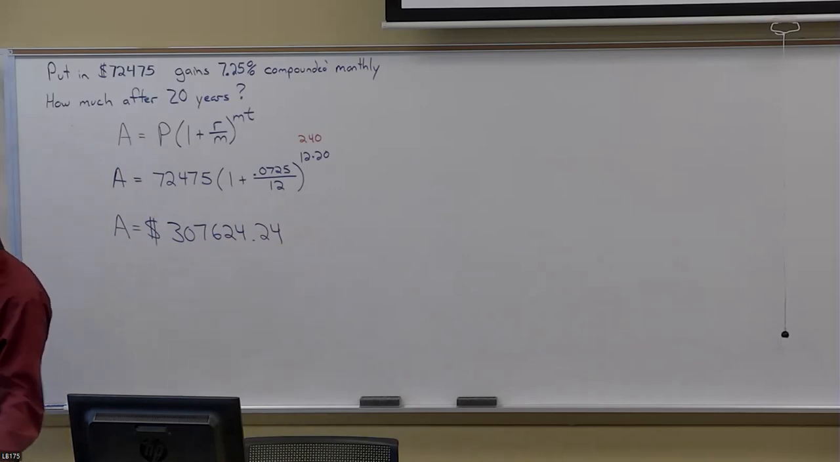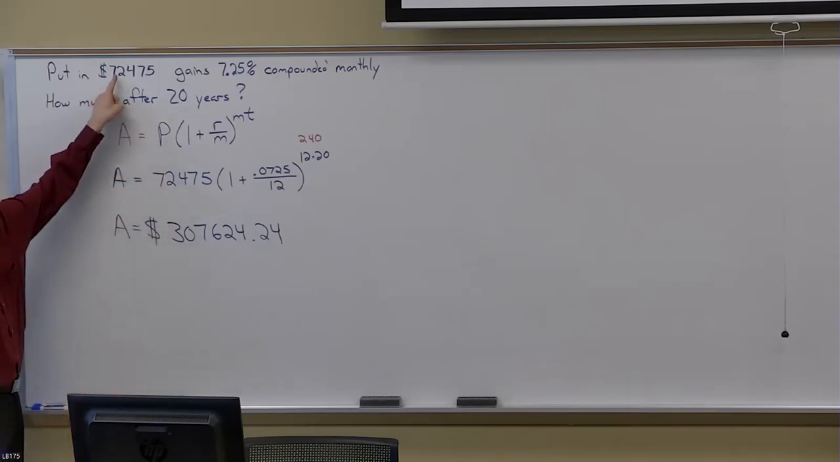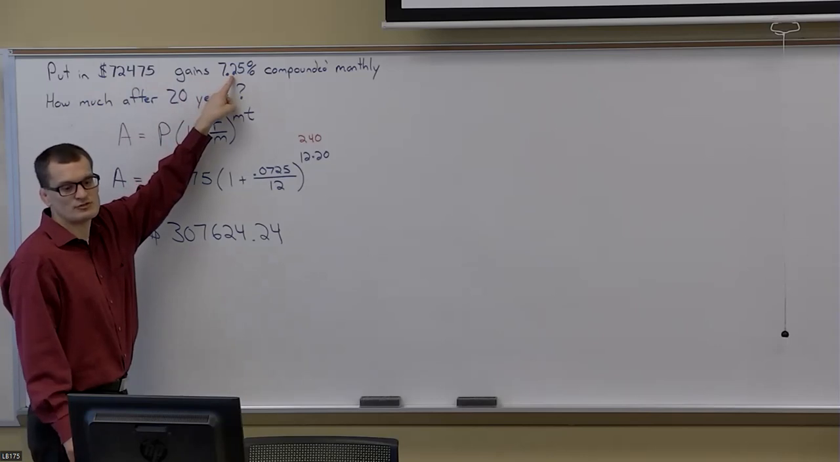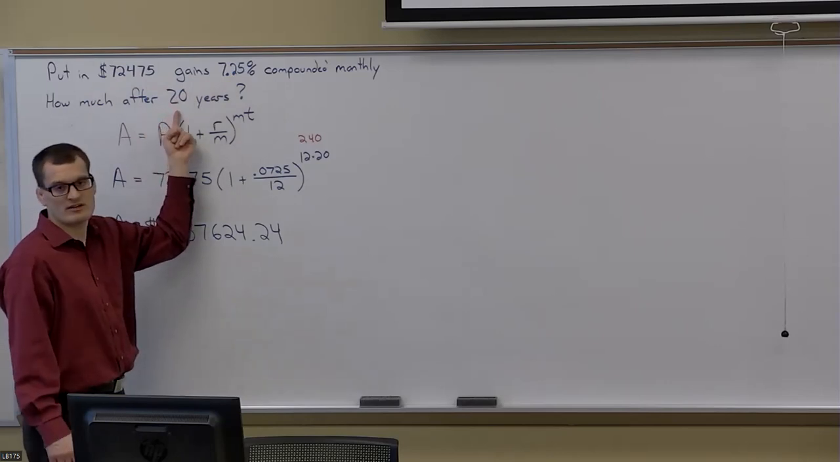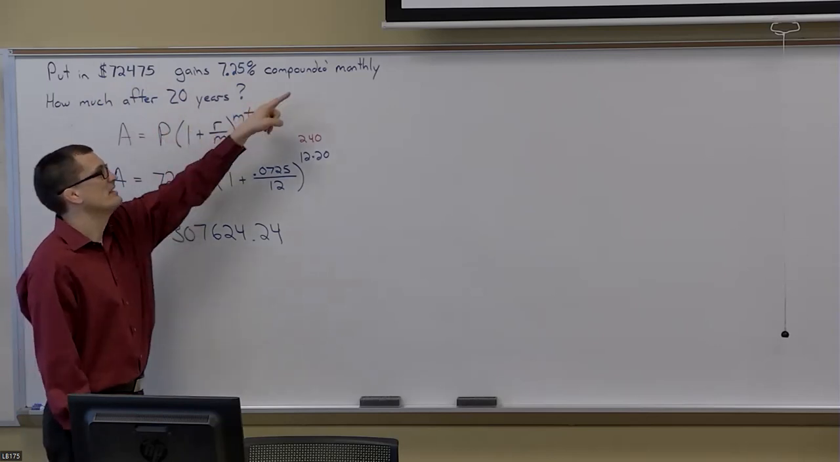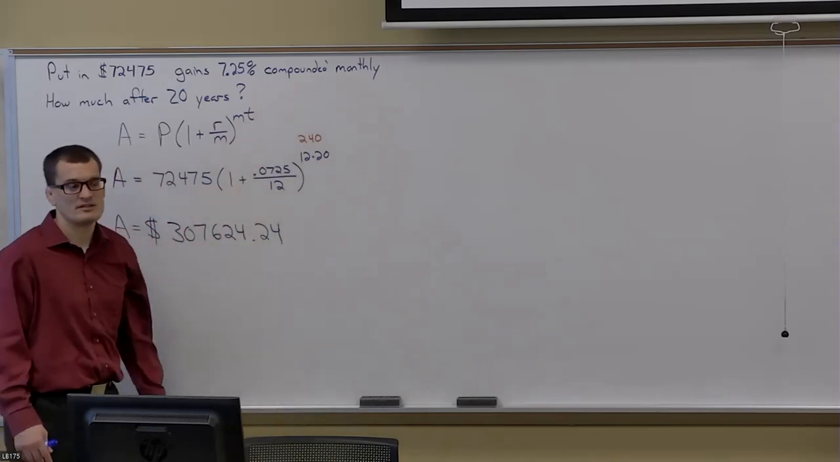Notice compared to the last problem, we've gained a lot more money, right? In the last problem, we gained about 4,000. Here, we're gaining like 230,000. And that's because of a few different things. One, we put in a lot more to start out with compared to the last problem. Another was that our interest rate was higher. Another was that we waited longer, 20 years instead of 8 years. And then we're compounding monthly rather than quarterly too.